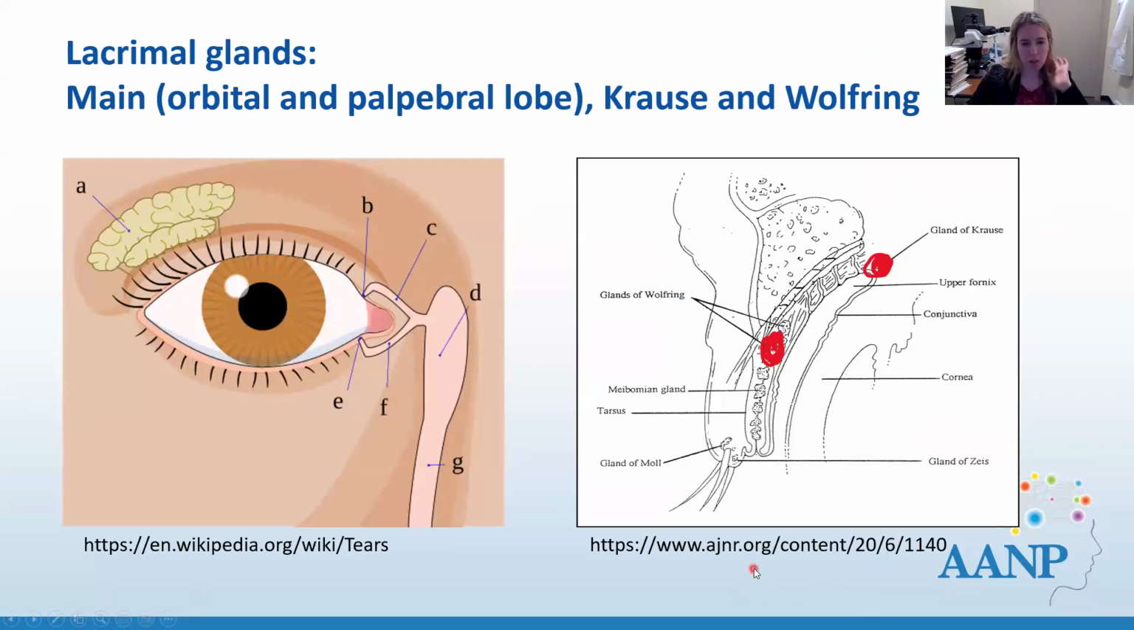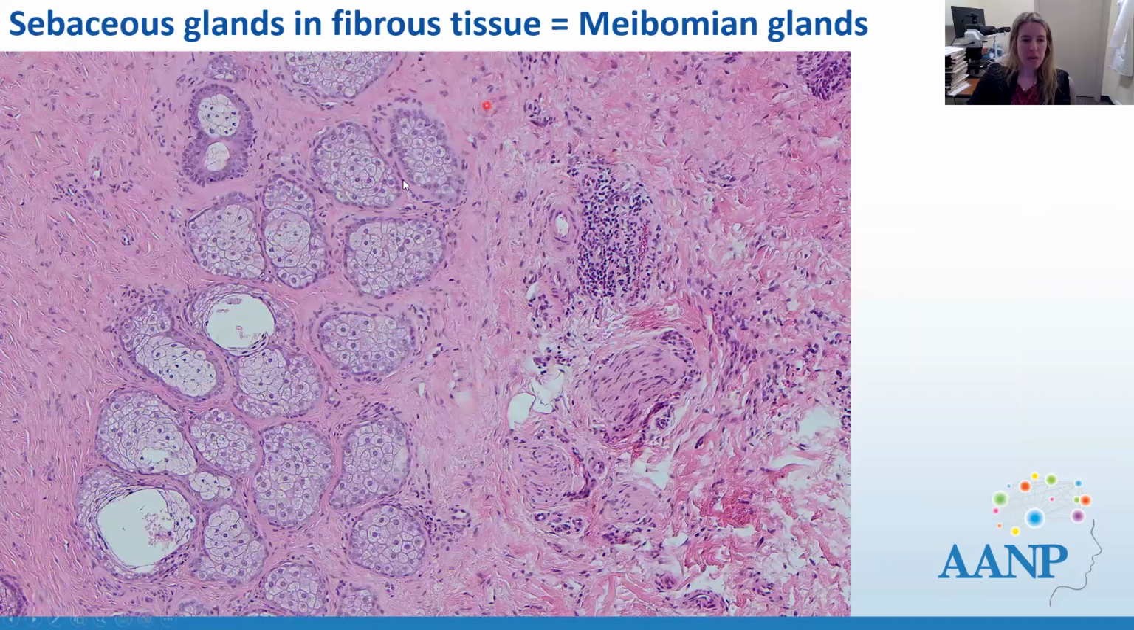And just to show you, in the eye, there is the main lacrimal gland, which has an orbital and palpebral lobe, but there are also accessory lacrimal glands. There are accessory glands of Wolfring, which are found at the superior aspect of the tarsal plate, or in the inferior lid, it would be at the inferior aspect. And then there are the accessory lacrimal glands of Krause, which are found in the conjunctival fornices. Sebaceous glands in the eyelid are meibomian glands.